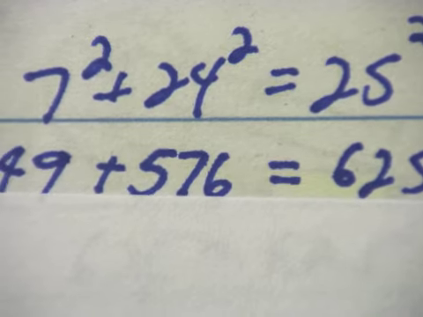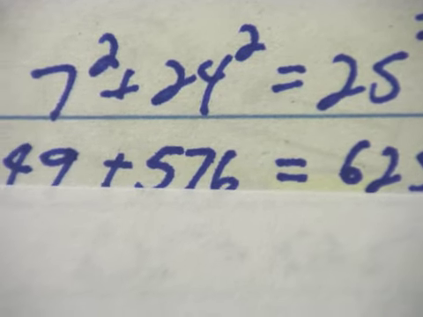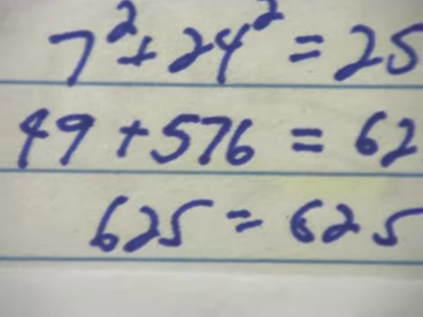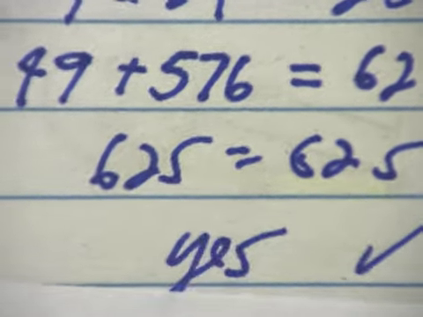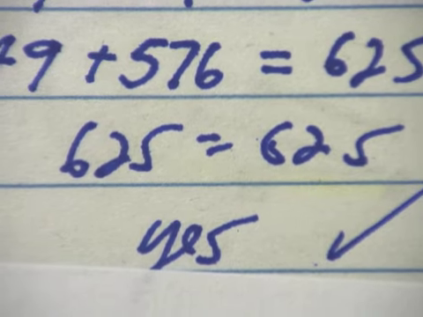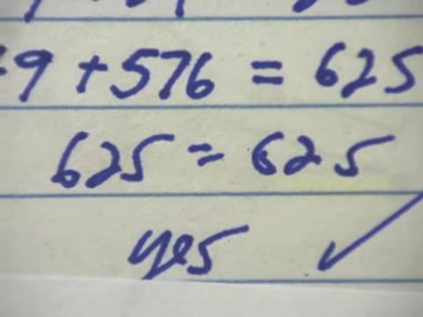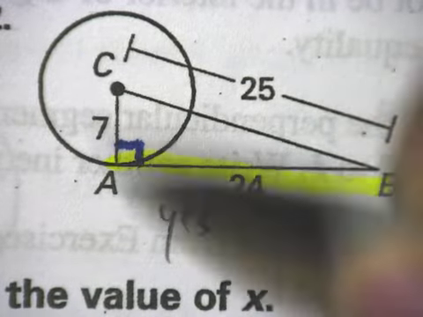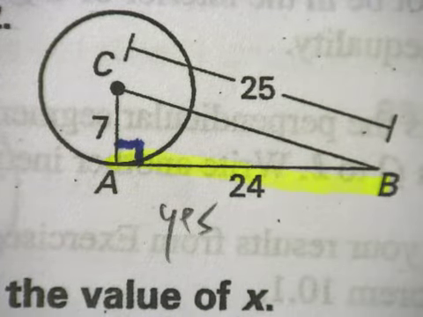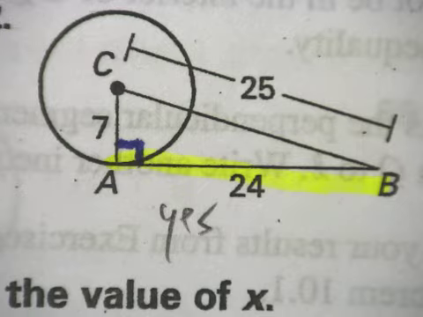7 squared is 49. 24 squared is 576. 25 squared is 625. I add them together, and 625 is equal to 625. So the answer is yes. That line is tangent. Line AB is tangent to circle C.